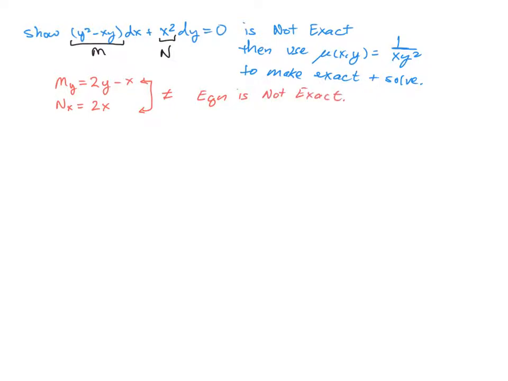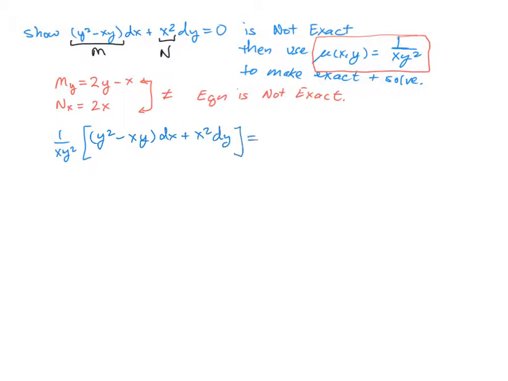Now, oftentimes, you can take what is called an integrating factor and multiply the equation by the integrating factor to make the equation become exact. And then you can solve it like you normally do. So let's go through now and multiply this 1 over x times y squared times our differential equation, which is y squared minus xy dx plus x squared dy. And again, we're multiplying on both sides, so that's times, of course, the 0 that's already there.